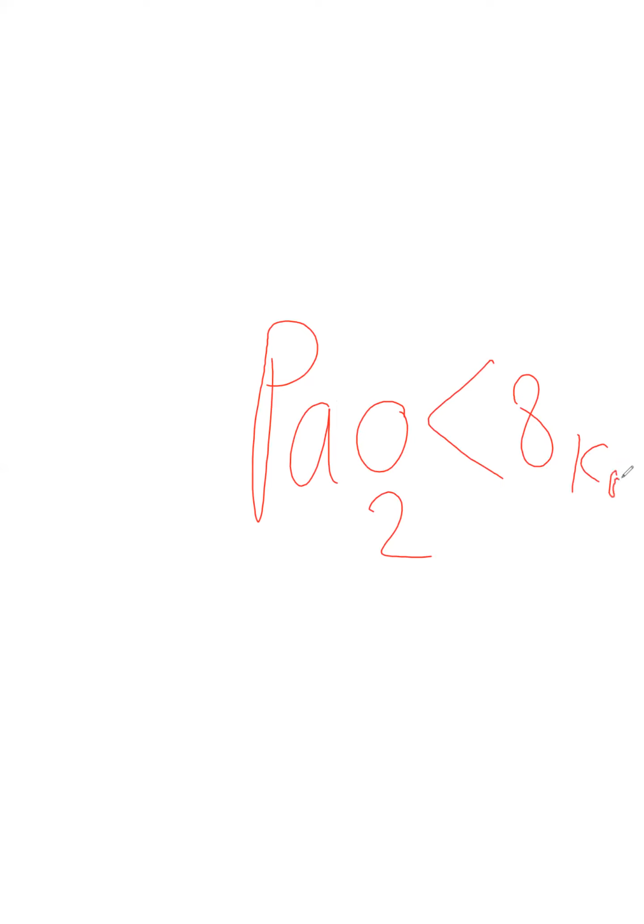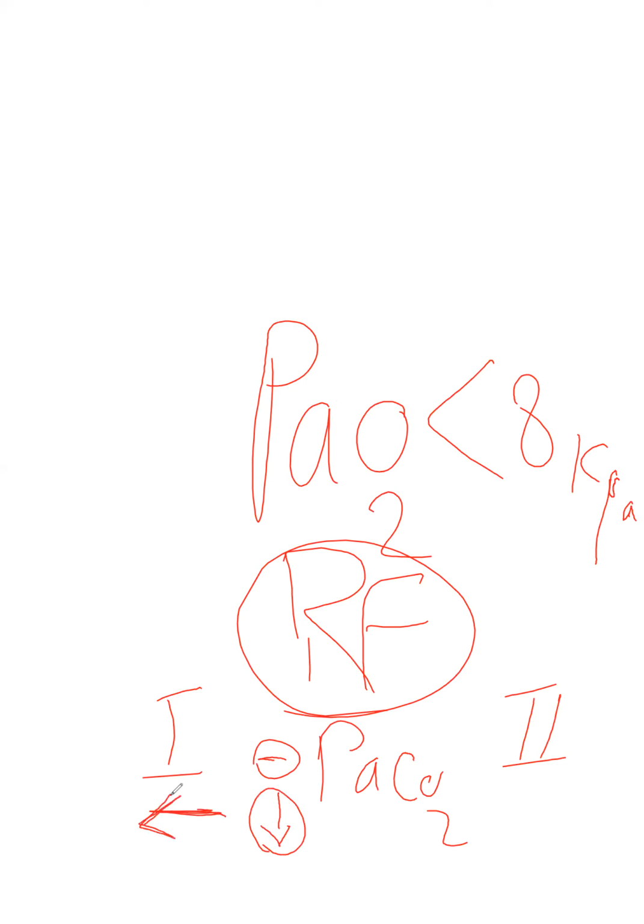We have respiratory failure. When you have PaO2 less than 8 kilopascal, hypoxemia, you have what's called respiratory failure. We have two types, type 1 and type 2. How to know? Look at PaCO2. When this is normal or low, you have type 1 respiratory failure. Normal or hypocarbia, then this is type 1 respiratory failure.